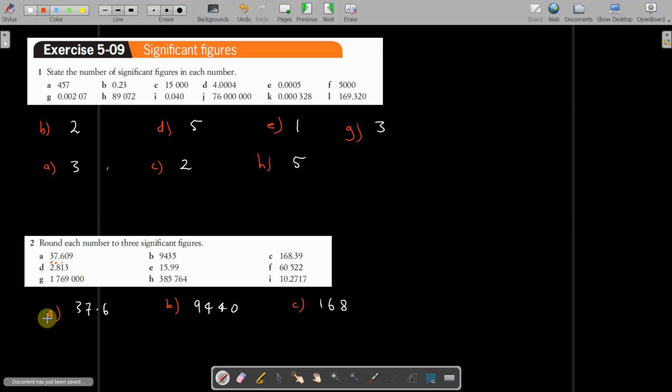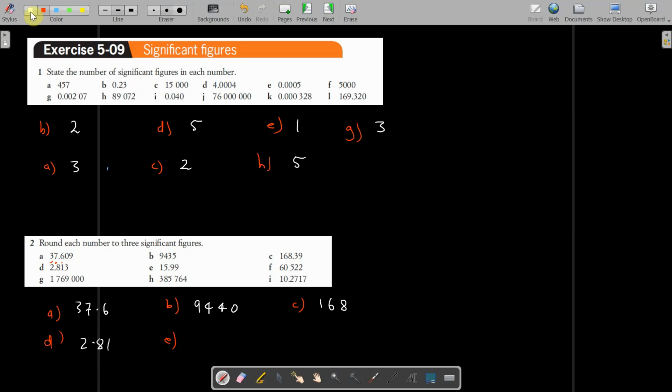Okay. D. Decimal, count the ones at the end, and we want 3, so that'll be 2.81. That's a 3, so it gets rounded down. So we don't add zeros because they're counted. That's only 3 significant figures.